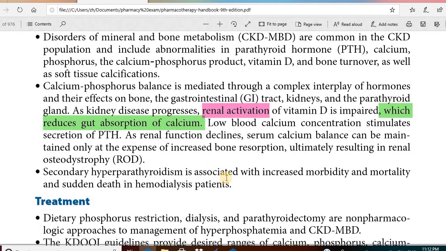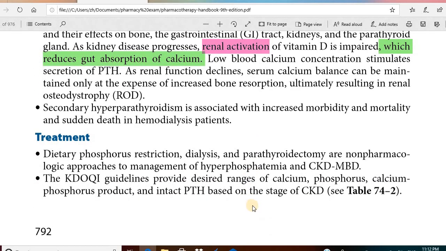Secondary hyperparathyroidism is associated with increased morbidity and mortality and sudden death in hemodialysis patients. So you can go for dietary phosphorus restriction, dialysis, and parathyroidectomy, a non-pharmacological approach to management of hyperphosphatemia and CKD MBD.